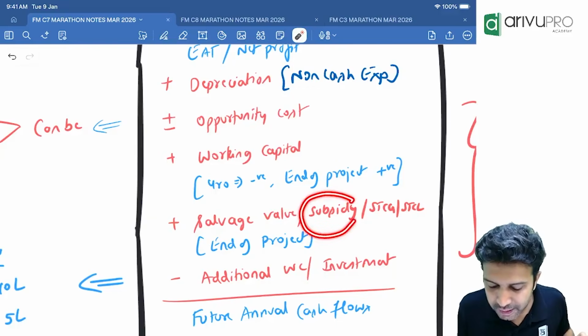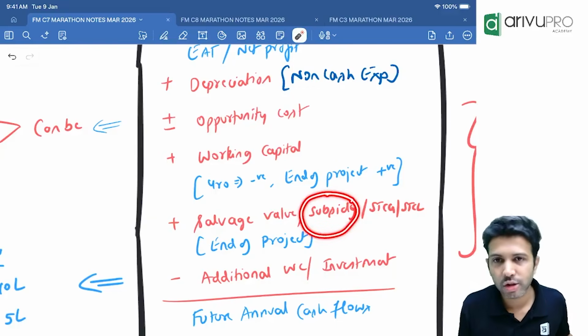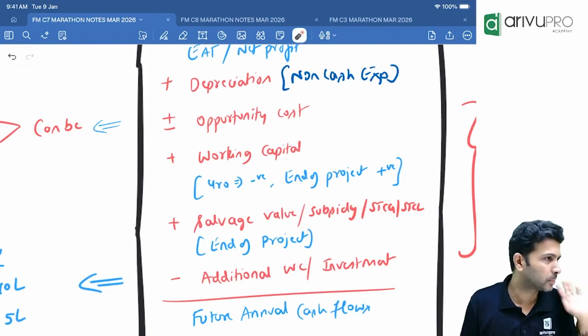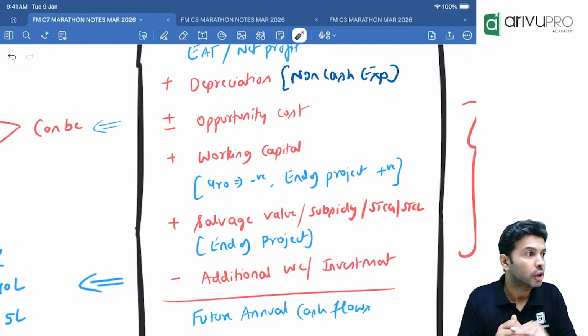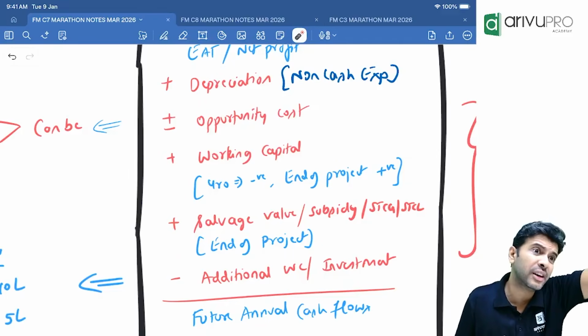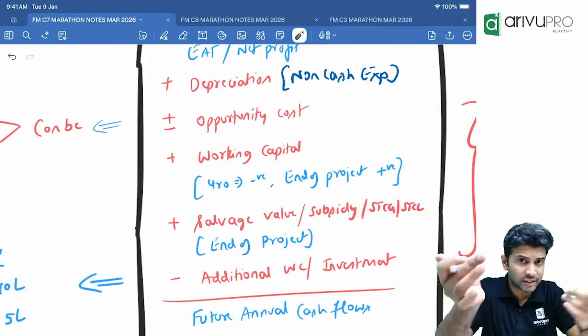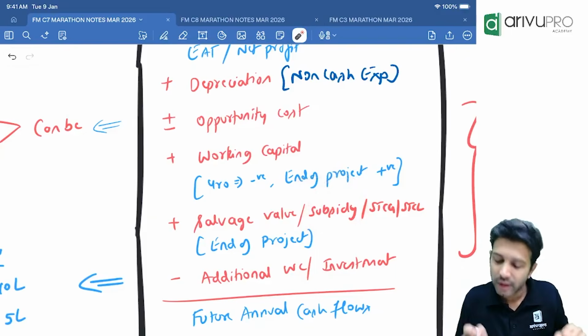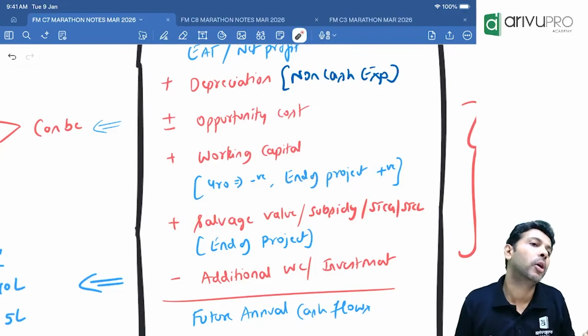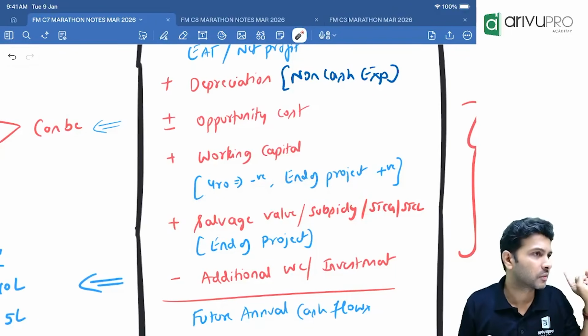Like that, if you're getting any benefits from government, show that also. The question will specify, if at all it is there. The question will specify when you will receive it also. You may receive it at year 0, year 1, year 5, whatever, based on that. Now tell me, this subsidy we are receiving from government, hence subsidy will show it as what? Positive number. Which year? The question will specify.